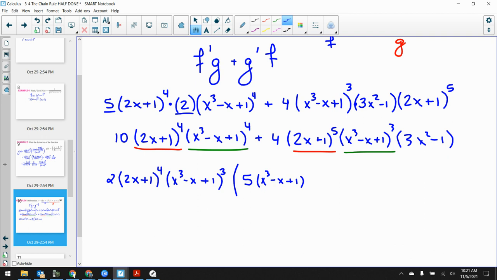plus. Now, 4 divided by 2 is a 2. Here I pulled out 4 out of my 5 2x plus 1s, so there's still 1 left over. That's a 2x plus 1 there. Oh, geez, made it look worse. 2x plus 1. And then I pulled out all 3 of my x to the third minus x plus 1, but left in there my 3x squared minus 1.